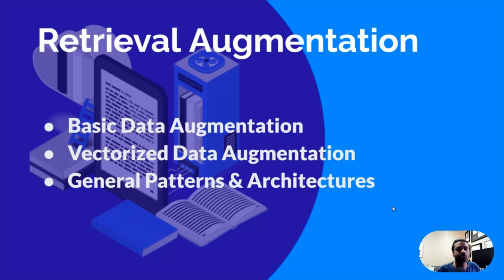So retrieval augmentation at the core is either using your data as is or using your data vectorized. And then there are some patterns and architecture that we can build around that. So it's pretty simple.